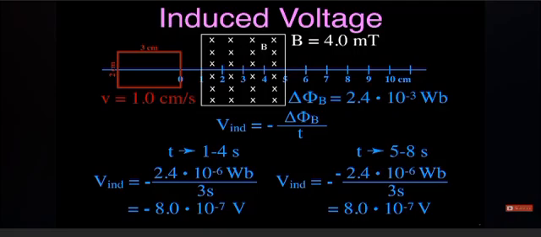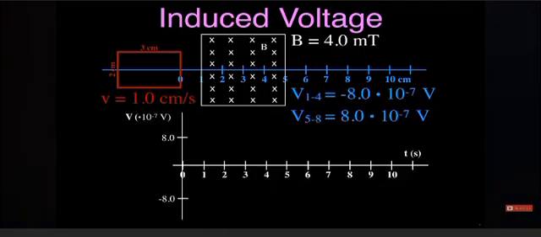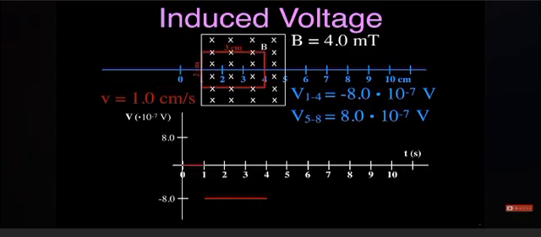And this will give us our 8.0 times 10 to the power negative 7 volts. So you can see here that the voltage is changing from negative to a positive. So let's see how we can represent that on a graph. So the graph is going to look like that.